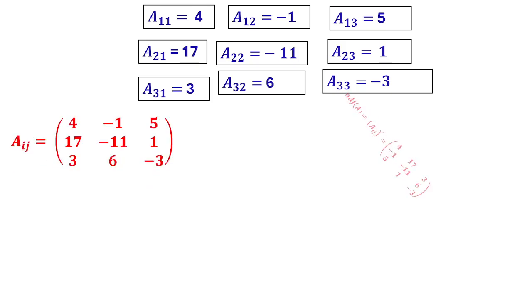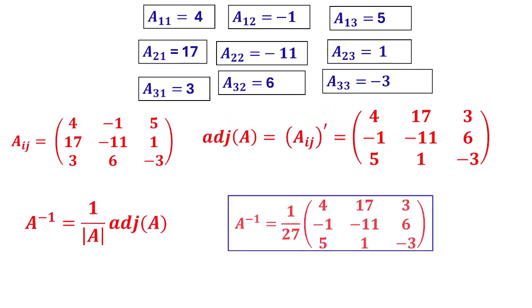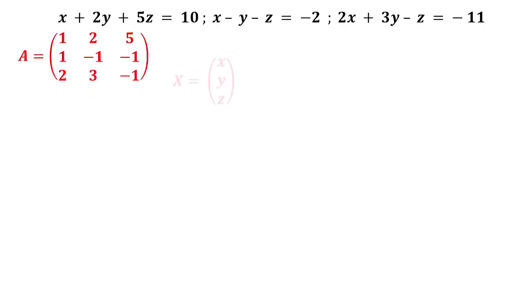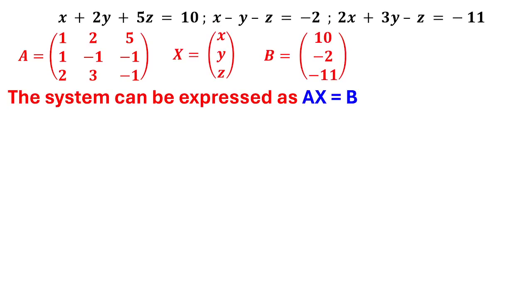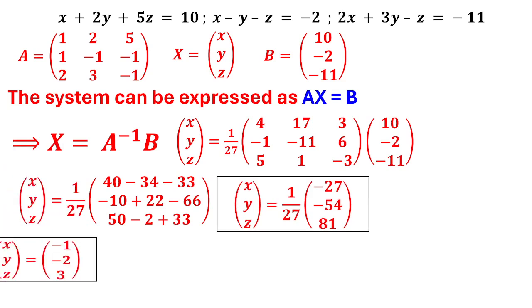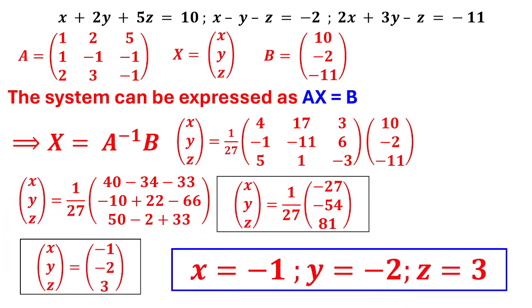Therefore, I think I'm getting the adjoint matrix. I'm getting the A inverse and keep it ready. And writing the given equation in the form of matrix. System can be expressed as A inverse B. And I'm getting the values of x as minus 1, y as minus 2 and z as 3. When you put in this equation, it is getting satisfied. All of you can check out.